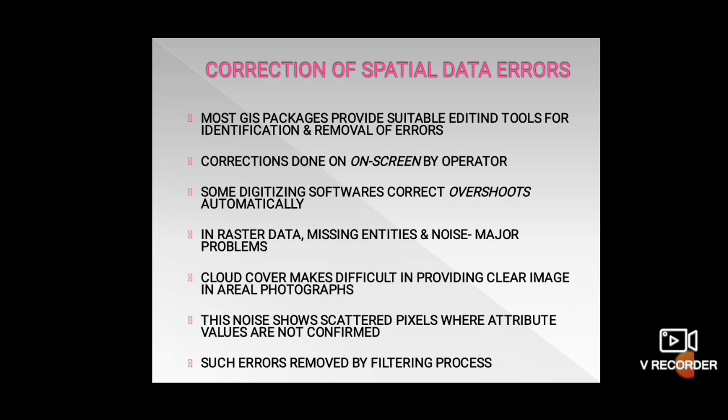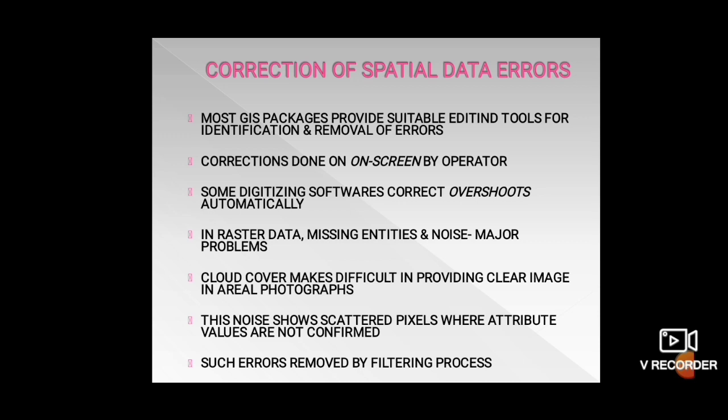How can you correct such errors that occur in spatial data? Most GIS packages provide suitable editing tools for identification and removal of errors in vector data. Corrections can be done interactively by the operator on screen or automatically by the GIS software. If we visually compare the digitized data with the source document, it helps to identify obvious omissions, duplications, and wrong additions. Some digitizing software can correct systematic errors like overshoots automatically.